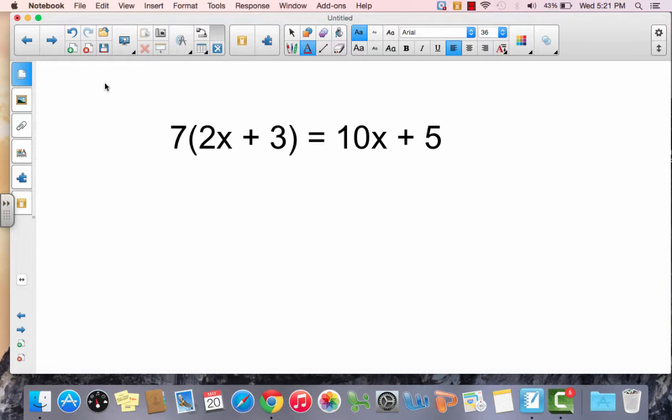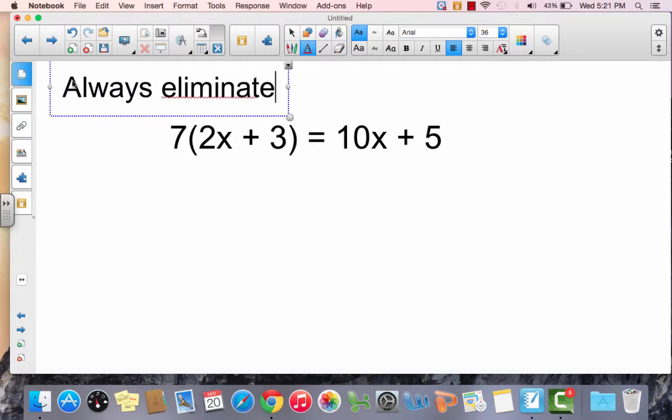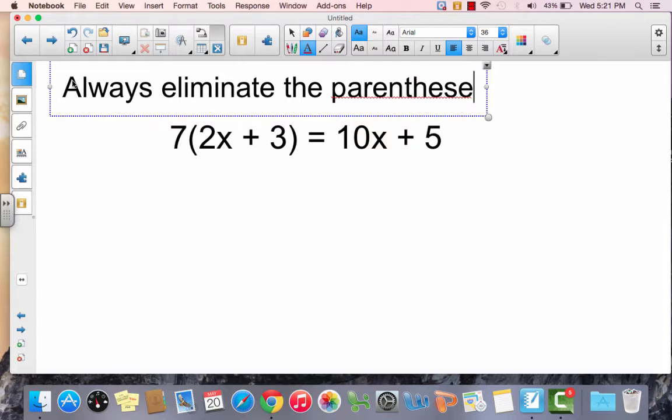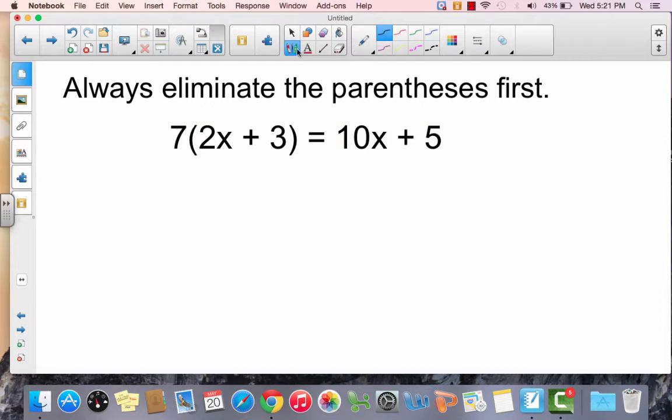The most important thing to remember is that you always eliminate the parentheses first. And keep in mind, in order to get rid of parentheses, we use the distributive property. So I see a set of parentheses here, and I'm going to distribute the 7 to both terms inside the parentheses so that I can get rid of them.